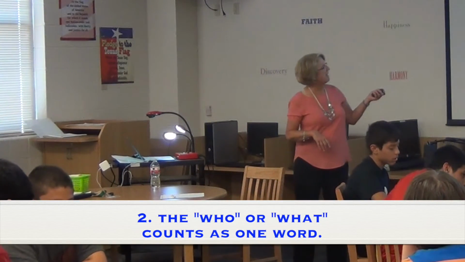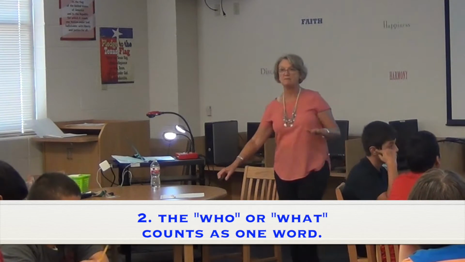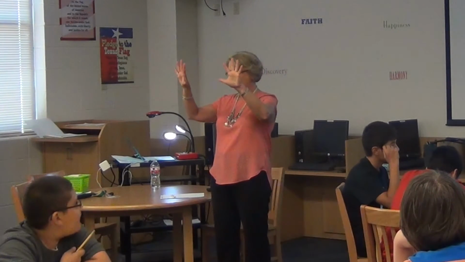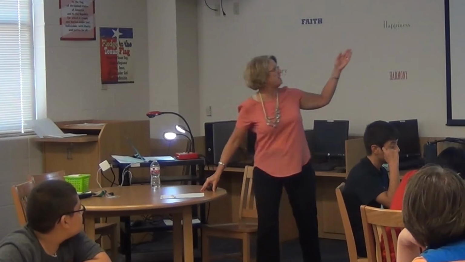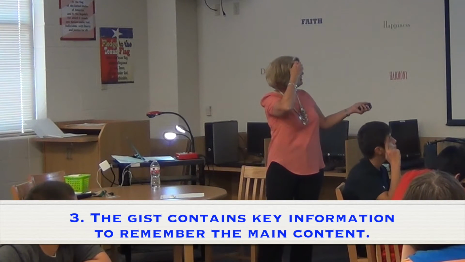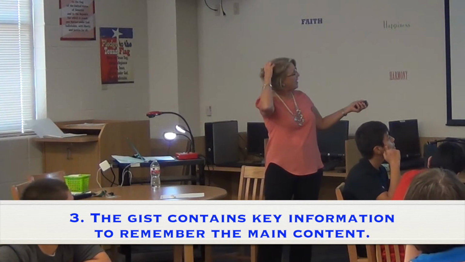The other thing is the main who or what only counts as 1 word. So if you've got 10 spaces, 10 words, and if you're reading a passage where it's a lot of words like cellular respiration is actually 2 words, in this strategy I get to count it as only 1 word. So it gives me a little more space to get my ideas in there. If we were reading about the United States Senate, which is actually 4 words, we could just count it as 1. And then a good gist contains information that will help you remember the important details in the paragraph.